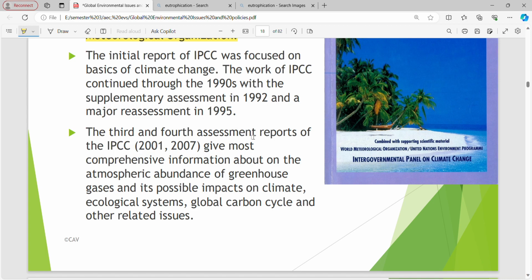The third and fourth assessment reports of IPCC, 2001 and 2007 respectively, give the most comprehensive information on the atmospheric abundance of greenhouse gases and its possible impacts on climate, ecological systems, global carbon cycle and other related issues.